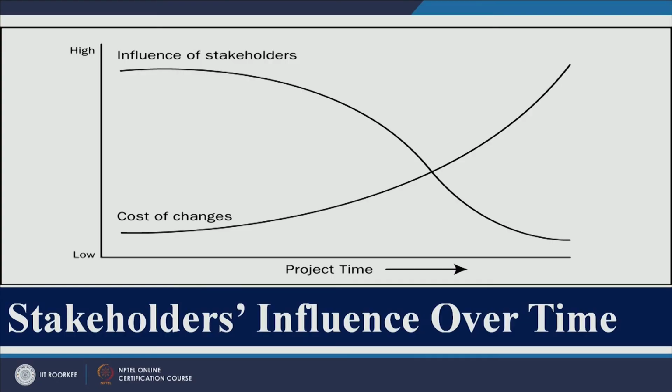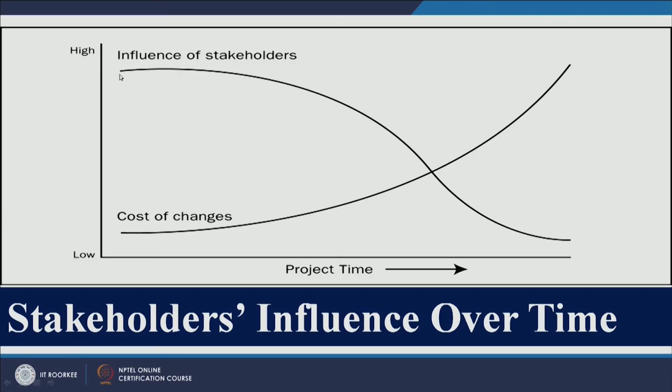This is another slide, which is about stakeholders' influence over time. On the x axis you have project time and on the y axis you have the influence of different stakeholders on your project. Initially, when you come up with a new project, all the stakeholders will try to have more and more influence on that project.